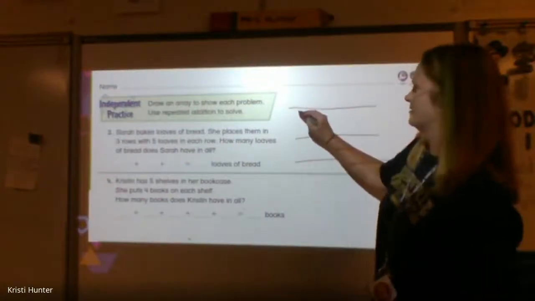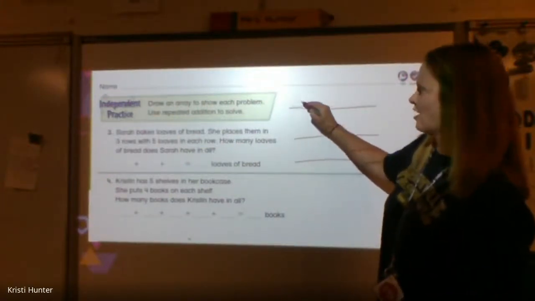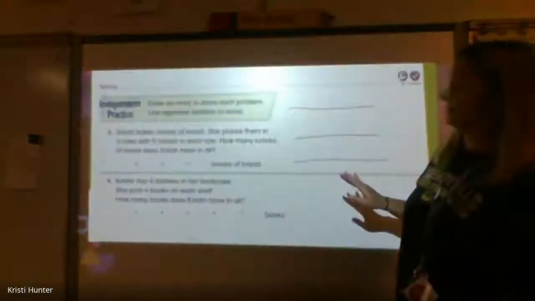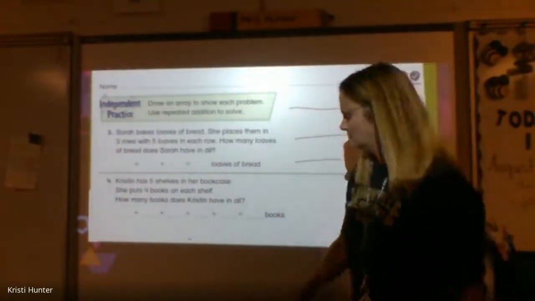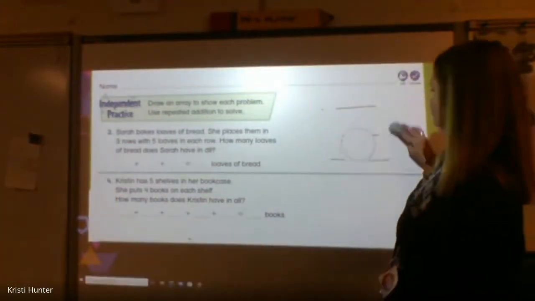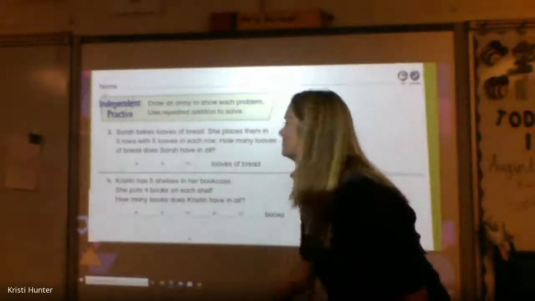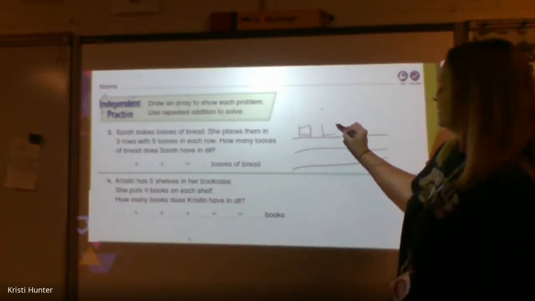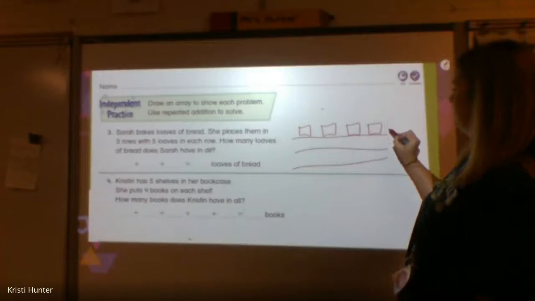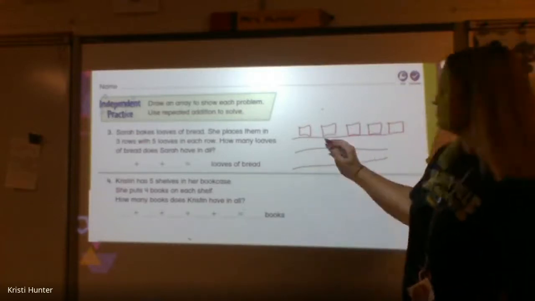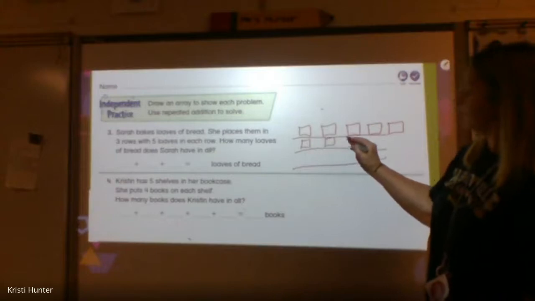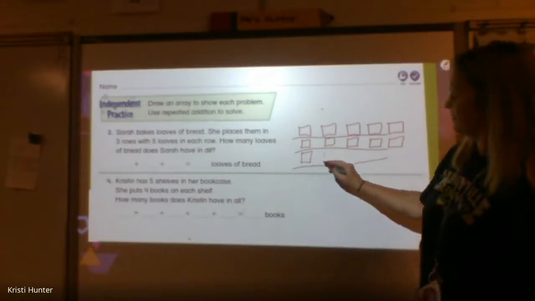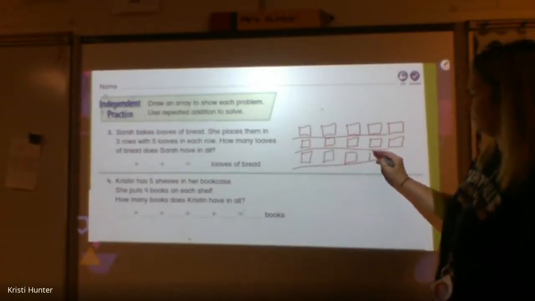It says it's working. All right, so 5 in each row. So draw your 5 loaves in each row. If I start over, there we go. So there's 5 in the first row, 5 in my second row, 5 in the third row.